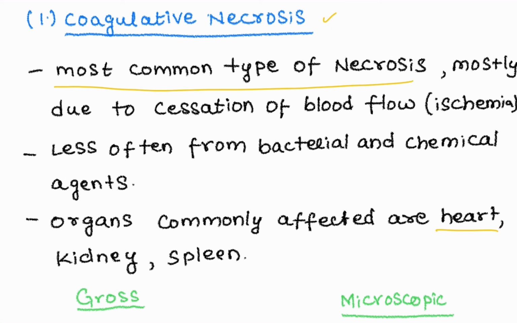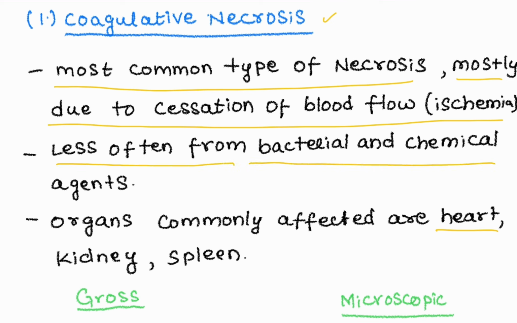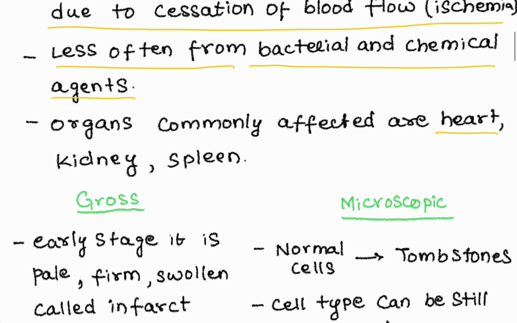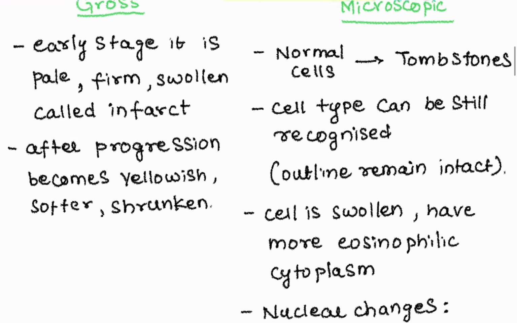Coming to coagulative necrosis, it is the most common type of necrosis. Mostly, it is due to cessation of blood flow, that is ischemia. If any blood vessel gets obstructed, the tissues dependent on that blood vessel will get necrotized. Less often it is from bacterial and chemical agents. The most commonly affected organs are the heart, kidney, and spleen.